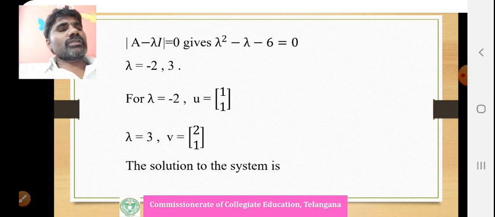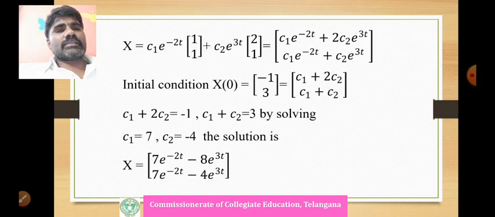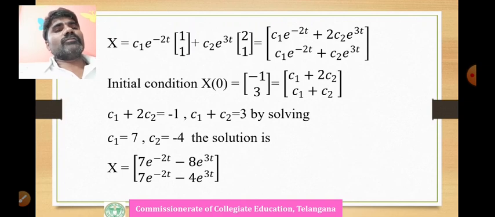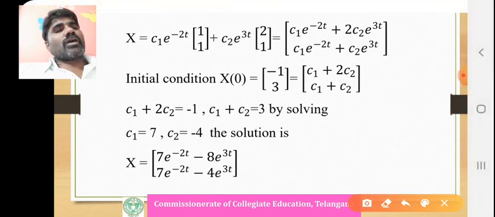Therefore, the solution of the given homogeneous system is c1 e to the power minus 2t times the first eigenvector (1, 1), plus c2 e to the power 3t times the second eigenvector (2, 1). Simplifying, adding these two vectors, we get c1 e^(-2t) plus 2c2 e^(3t), and c1 e^(-2t) plus c2 e^(3t). This is x of t and this is y of t.